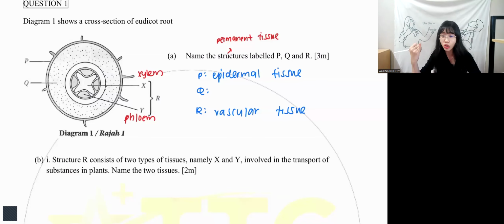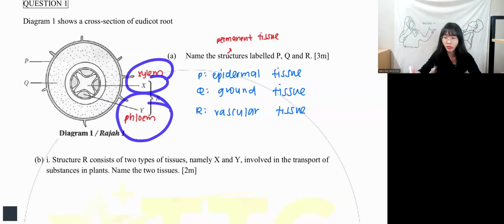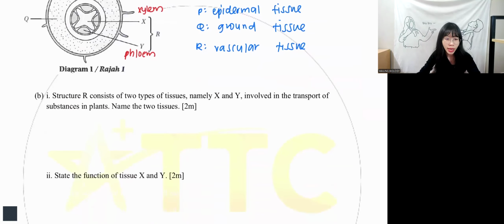Next we have Q, the last tissue. Of course, this is the ground tissue. Cortex and pith are known as ground tissue. Structure R consists of two types of tissue, namely X and Y. So we have named them already, xylem and phloem, so you don't have to write it again, it's in the question just now. State the function of X and Y. They ask you to write the function of xylem and phloem.